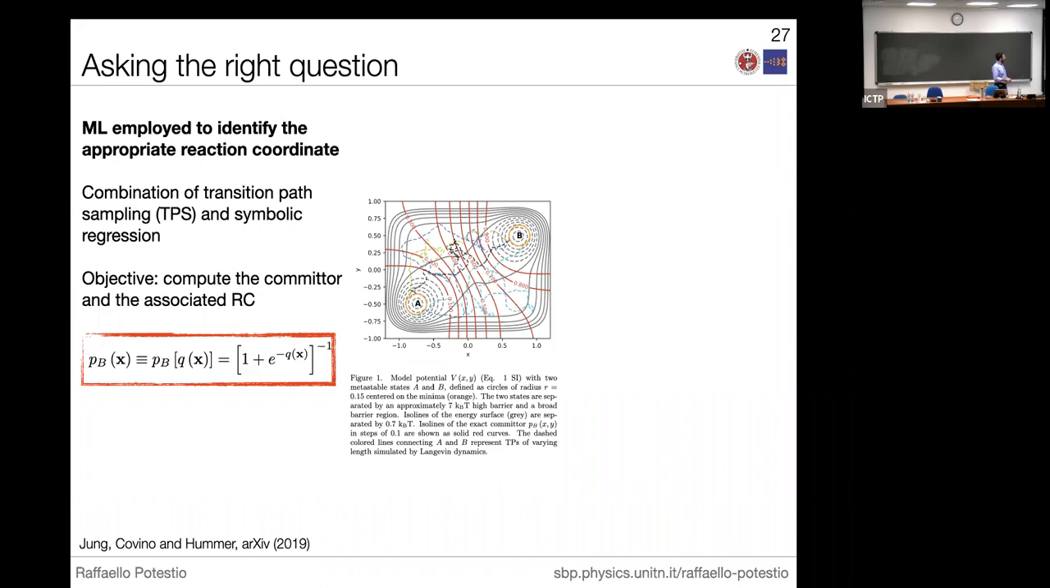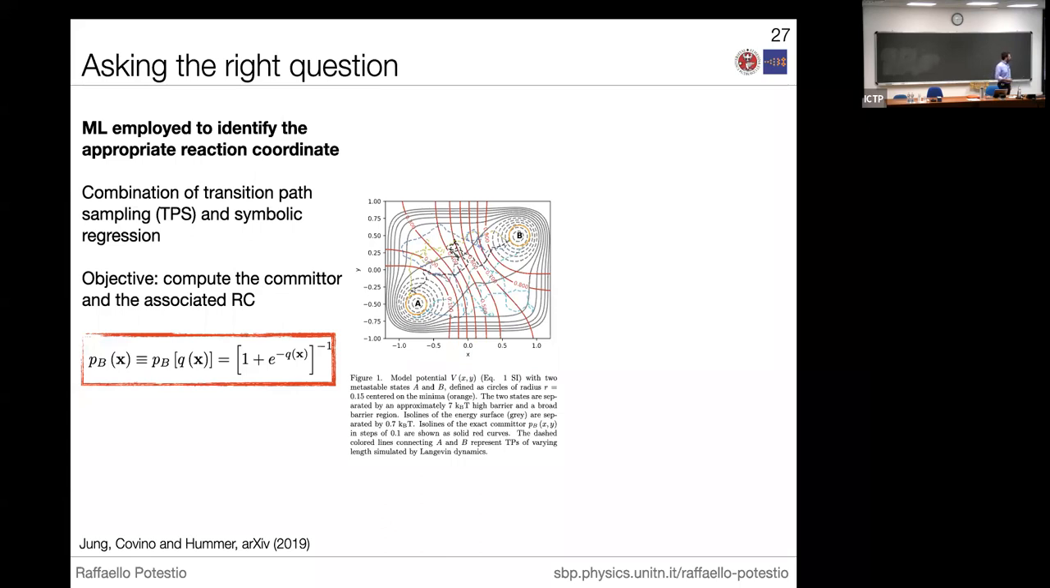Here, for example, you have a very simple system that has to go from here to there, crossing a free energy barrier or an energy barrier. So you have a very simple potential that has two minima and a barrier that separates them. And the idea is to figure out not only to observe the process of going from here to there, but also figuring out what is the most sensible reaction coordinate to carrying out this process.